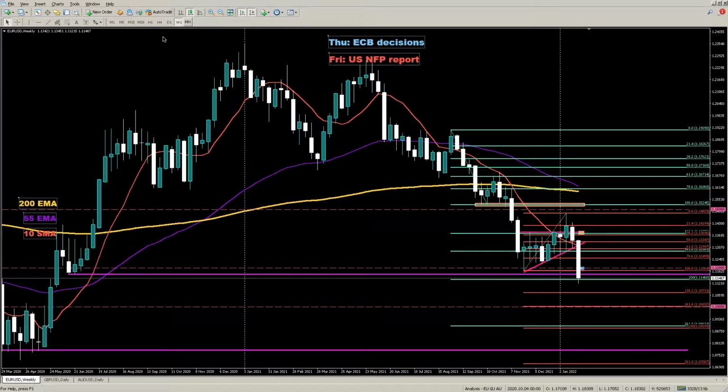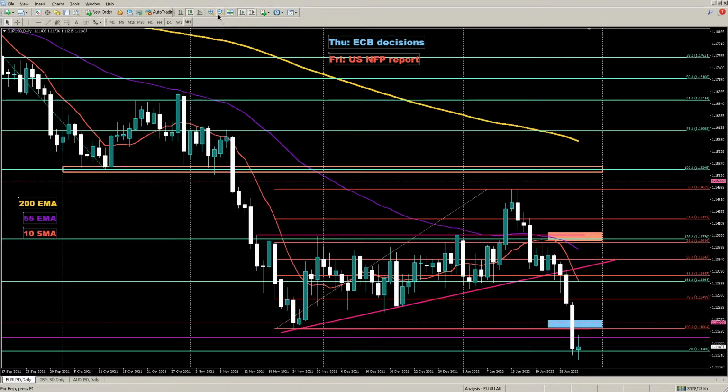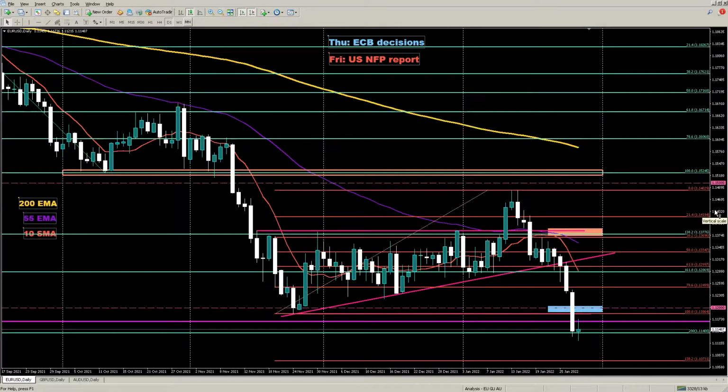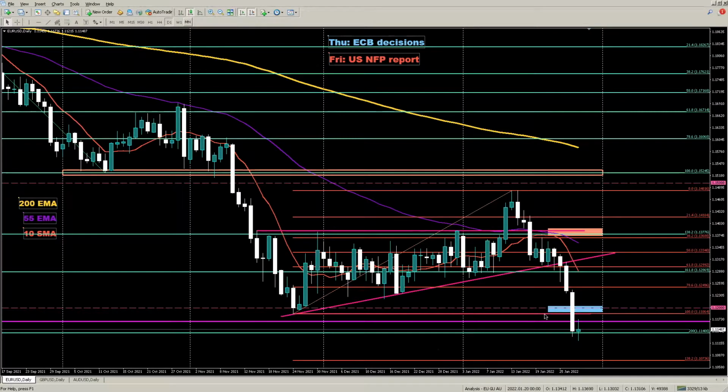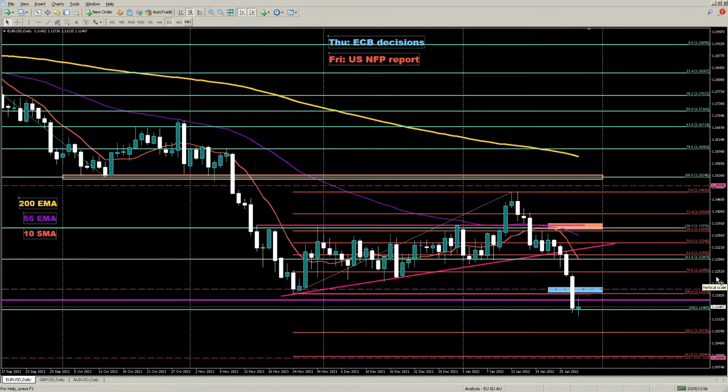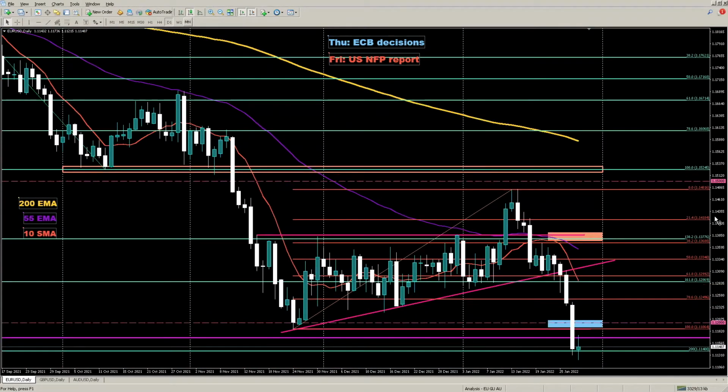So unless the ECB can stem the tide and provide some impetus for the Euro to rise, it's likely that it's going to fall even further to a critical level here.